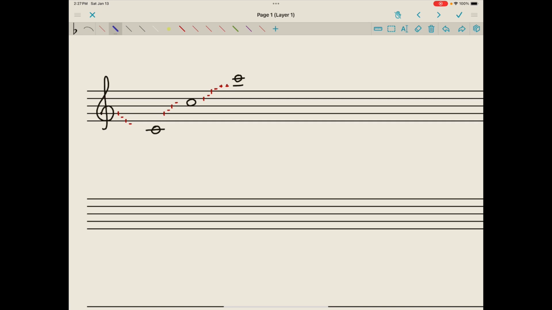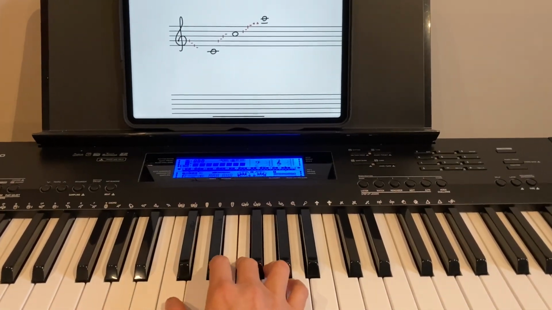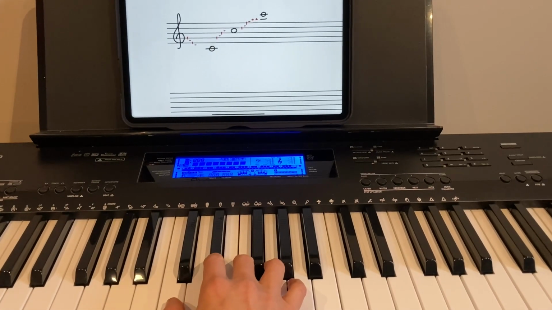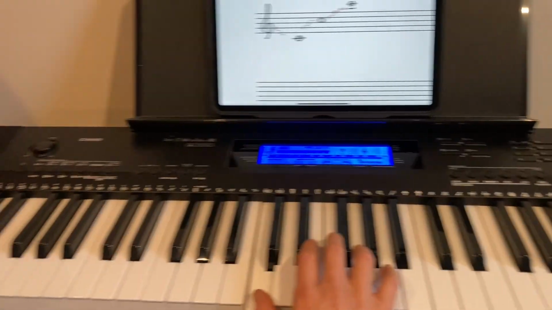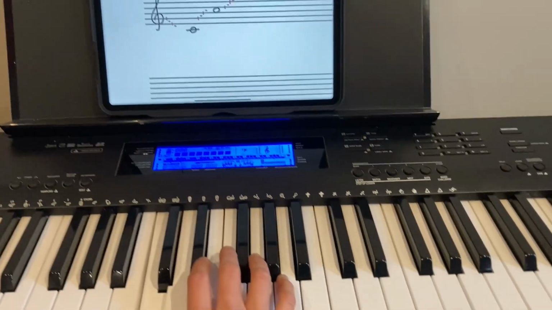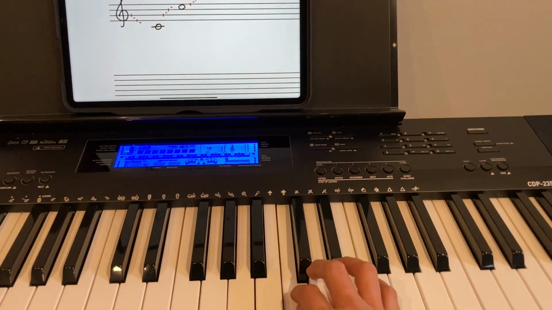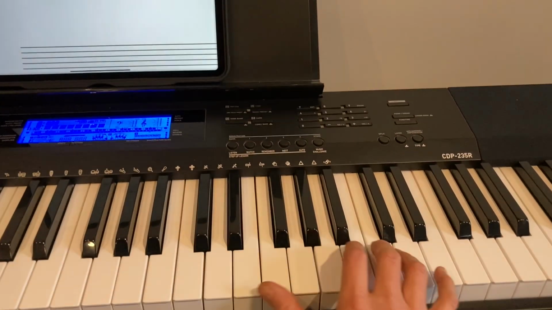Our first C would be here. Our next C would be here. And our final C would sound like this. So looking at the keyboard, it would look like this. Our first low C below the staff would sound like this and would be located right in the middle of the keyboard. Sometimes we call this middle C. So this is our low C, and then our next C would be here, and then our final high C would be here.